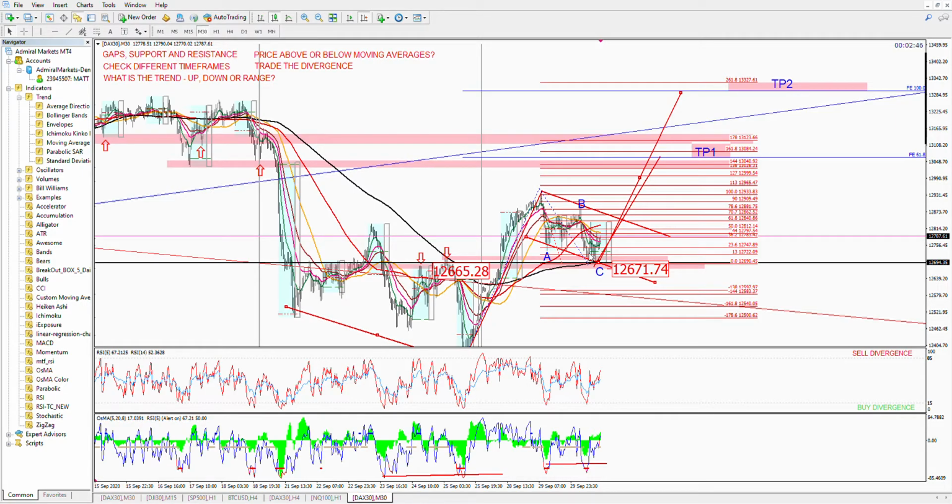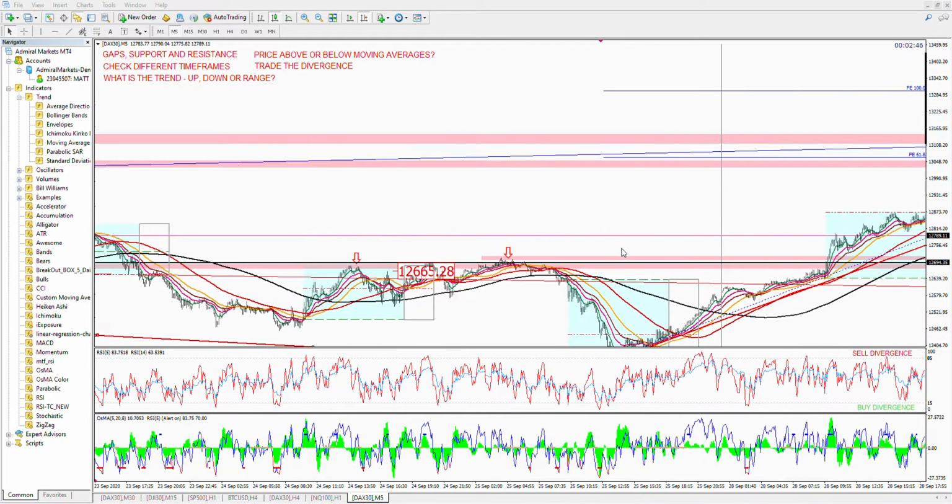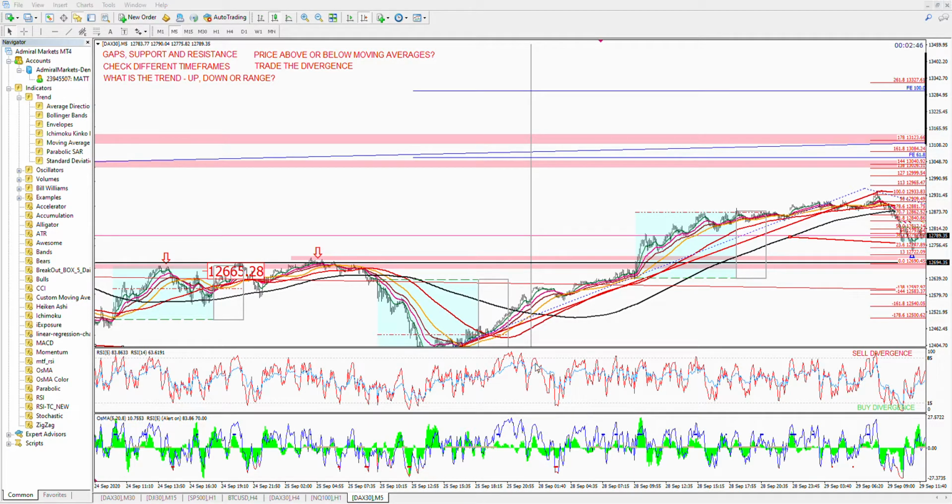So hopefully you found that helpful. Please do let me know so I can go through it with you. One of the tools I will use, again, this is just minute 30, but I will zoom in to minute 15 and minute 5, and I'll also show you minute 1.